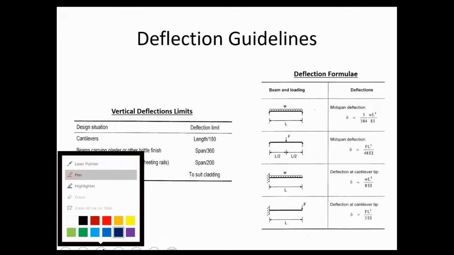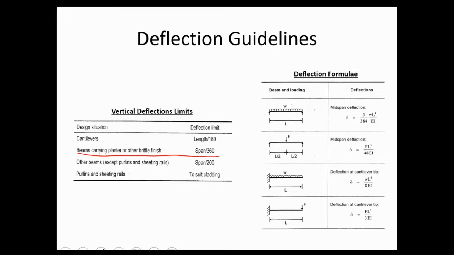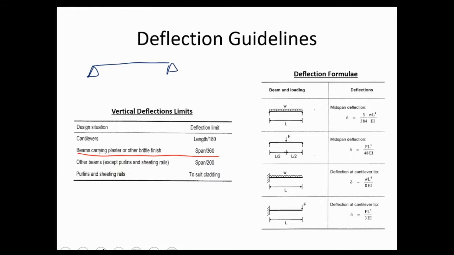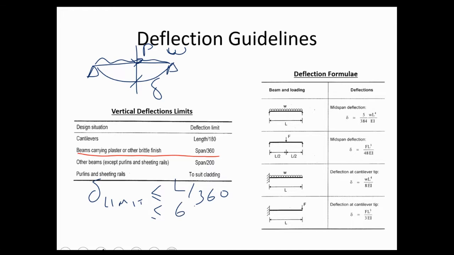So in our example, we've got a beam carrying brittle finishes. We have a beam here that has a point load P, and it's got a UDL on it, omega. It's going to deflect down by a certain amount here. That deflection has to be less than or equal to span divided by 360, which is 6,500 millimeters divided by 360, the limit we have set because it's a brittle failure.